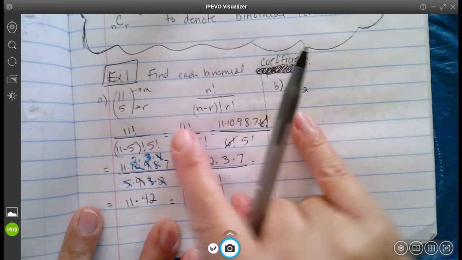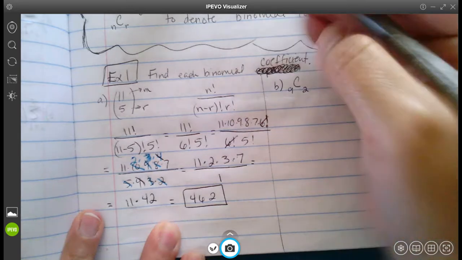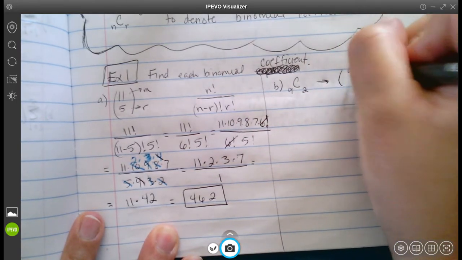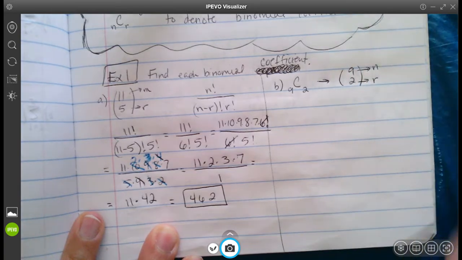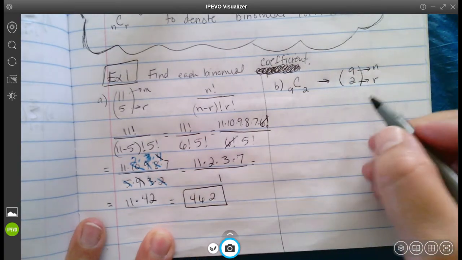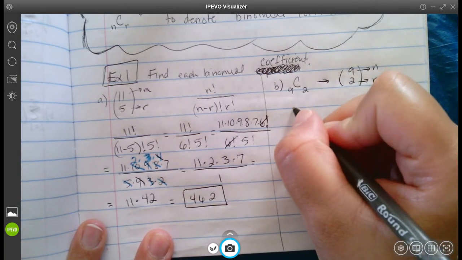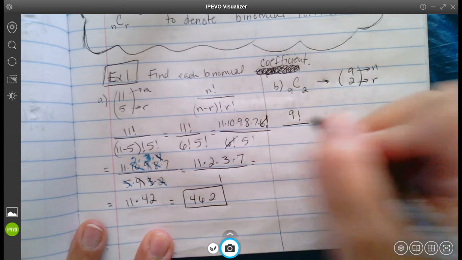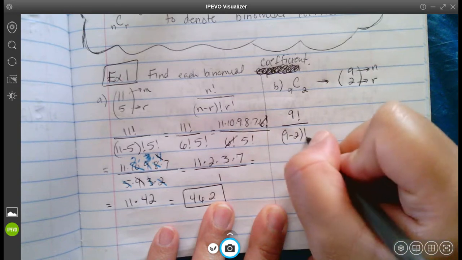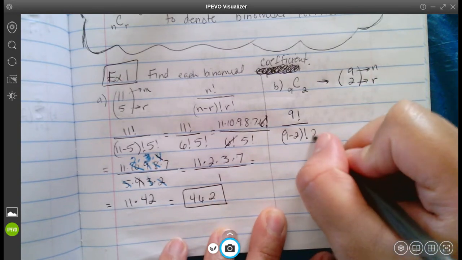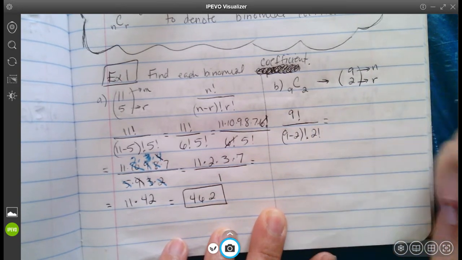Remember that these two things mean the same thing. So this is the same as 9, 2, where this is n and this is r. Okay, same exact things. Let's go ahead and plug everything in. We have 9 factorial over 9 minus 2 factorial, and then 2 factorial. What's that going to give us?